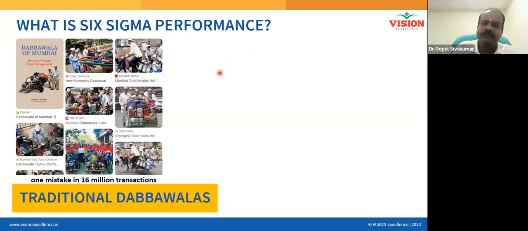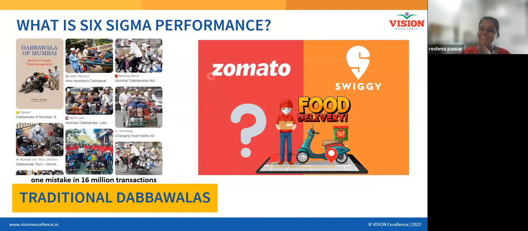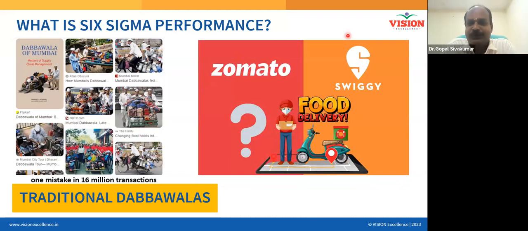All right. So the traditional Dabbawala story we know. On the other side, we have the modern Dabbawalas. Zomato and Swiggy, and there are many other names coming on. So what do they do? They bring your food, but not from your house, but from the nearby hotel. And they are also striving to achieve perfection, because Six Sigma is all about perfection, accuracy in what we are doing. Whatever we plan, exactly that will happen, right? So that's the Six Sigma approach. So these companies also want to achieve that.